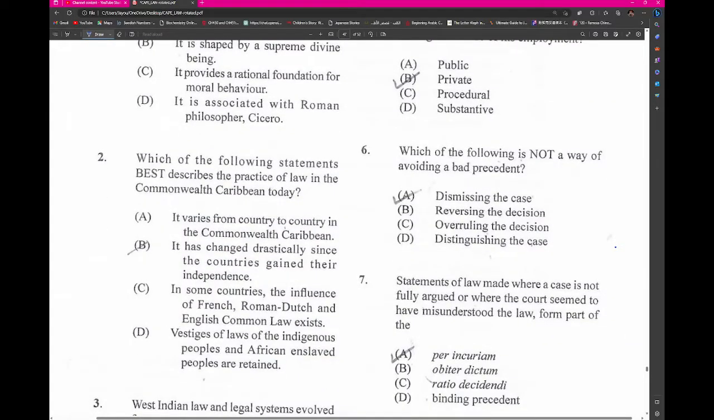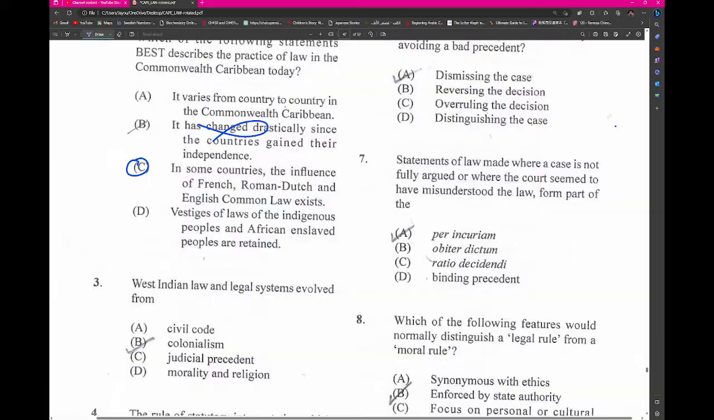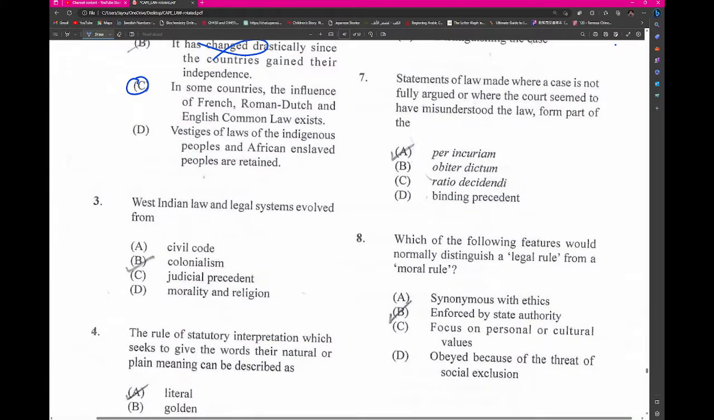Which of the following statements best describes the practice of law in the Commonwealth Caribbean today? It hasn't changed drastically. In some countries, the influence of the French, Roman Dutch, and the English common law still exists. So within the French departments, French law is there. Guyana uses Roman Dutch law mixed with English common law, and English common law is probably the most persistent. West Indian law and legal systems evolved from colonialism.